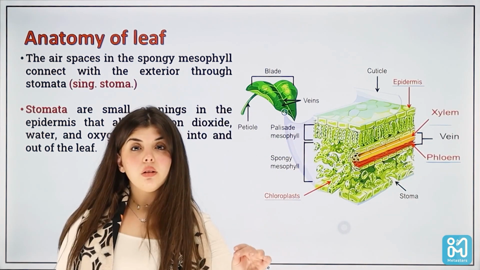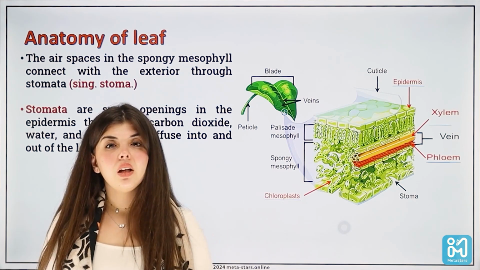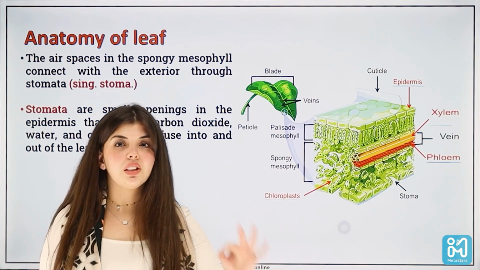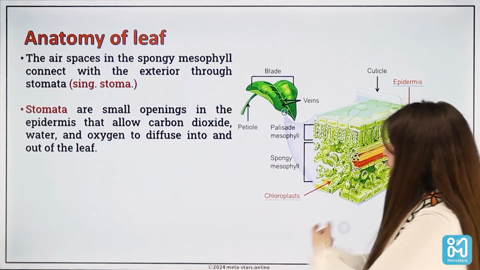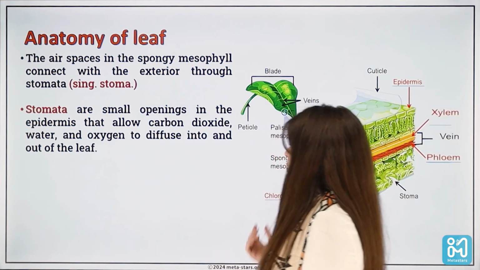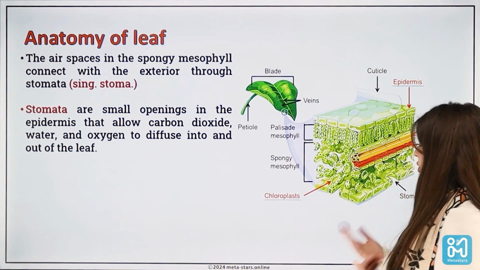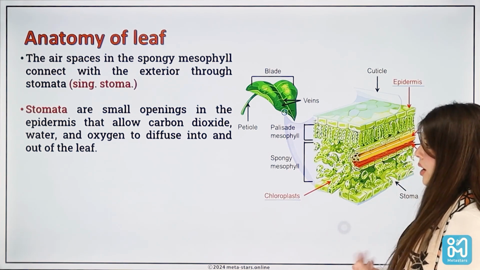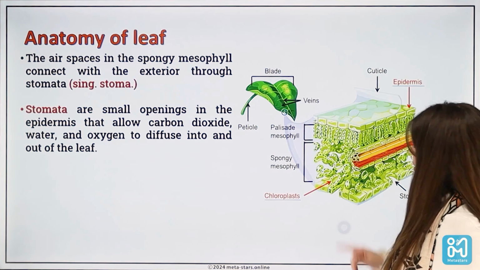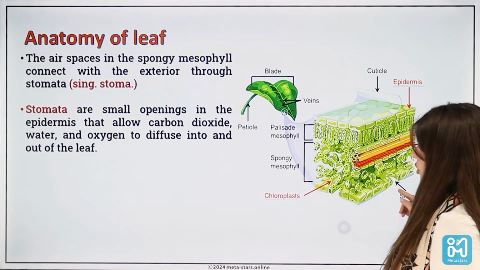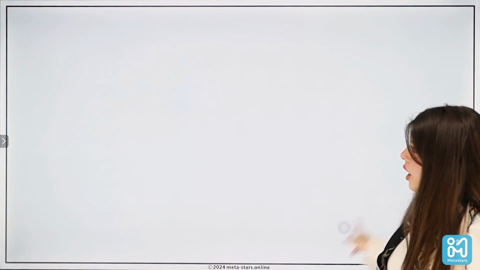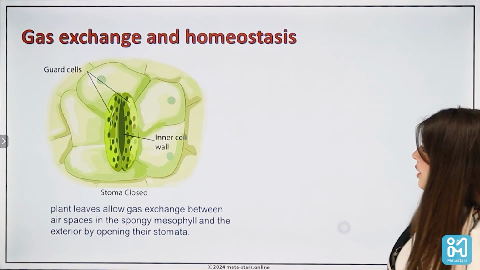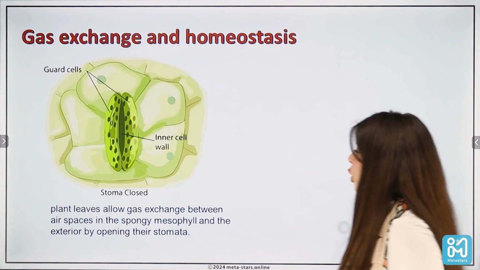So which part is responsible, specifically which part is responsible for transporting materials like carbon dioxide, water, oxygen in and out from the cell, from the plant? It's the stomata. It's a small opening in the epidermis that allows carbon dioxide, water, oxygen to diffuse into and out of the leaves. Let's talk about this stoma.